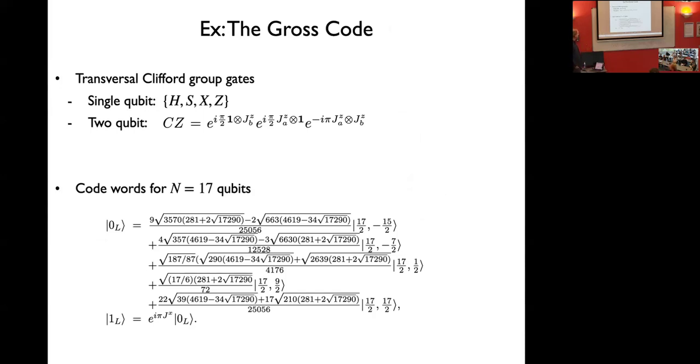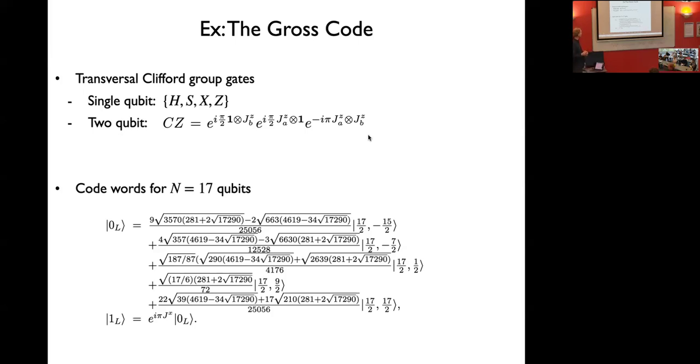So the transversal gates you get here are H, S, X, and Z, single qubit gates. And you can also get a 2-qubit Clifford gate, which is generated by collective rotations of logical qubit B, collective rotation of logical qubit A, and then a coupling between A and B of the form J_Z J_Z. In many physical systems, that kind of interaction can be designed. And so this gives you a way to perform these Clifford gates transversally.